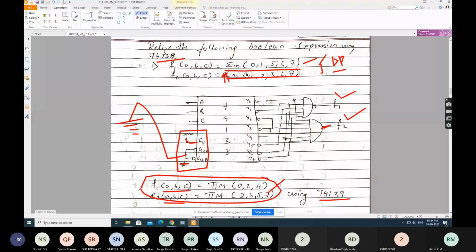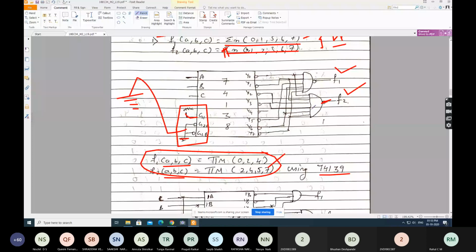74139. What is 74139? It is a 2 is to 4 decoder. Fine. 74139 is a dual 2 is to 4 decoder. So I will first do the connection in this fashion.